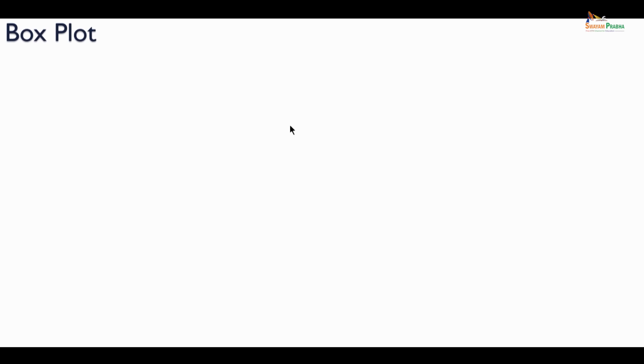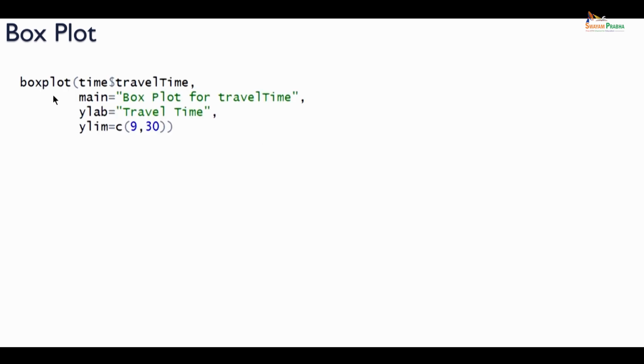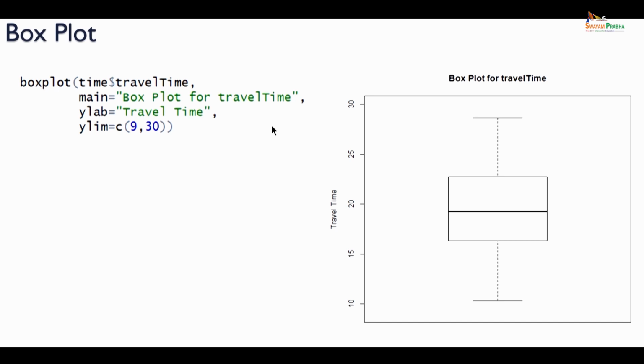So, let us see how to generate a box plot in R. Boxplot is the function and I am giving travel time as my input. Again, main is nothing but a title for your plot and ylab is the label for the y axis. I am setting the limits of the y axis between 9 and 30. So, let us see how the plot looks.